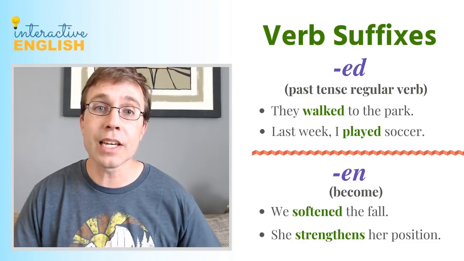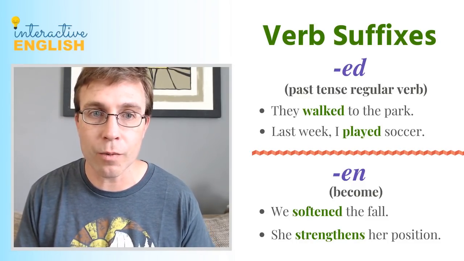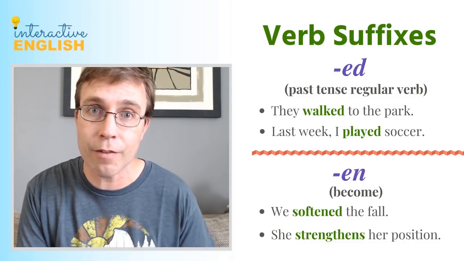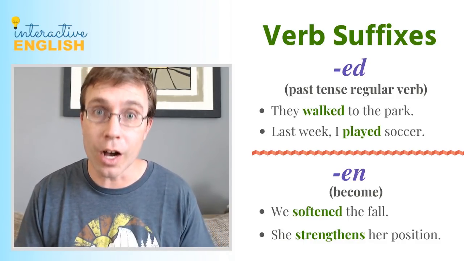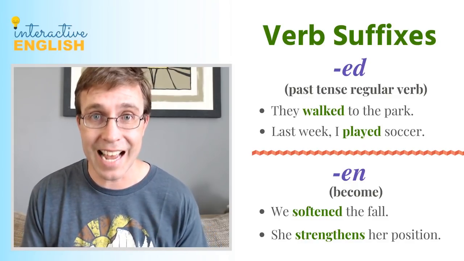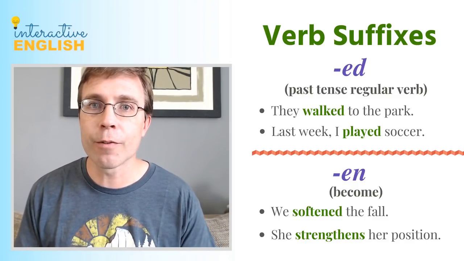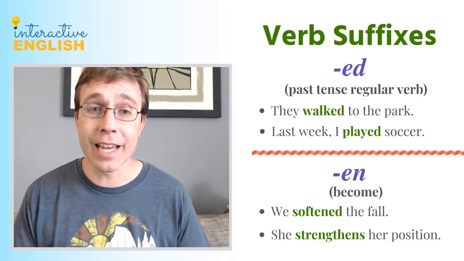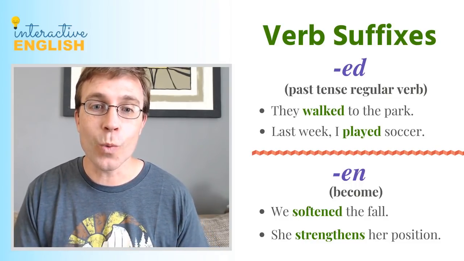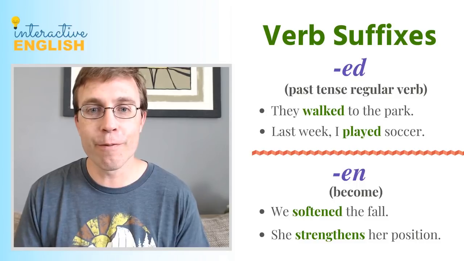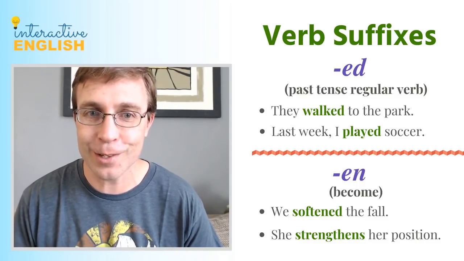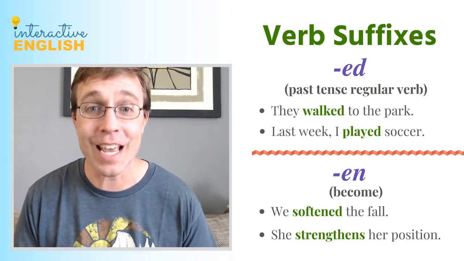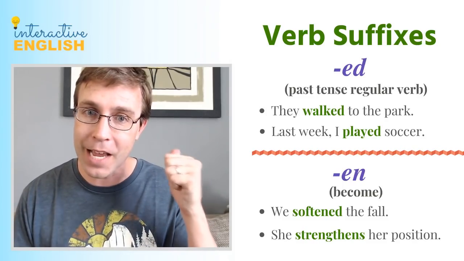We can also use an EN suffix when we want to change either an adjective or a noun into a verb. So, for example, soft. Something is soft, it's an adjective. If you want to make it a verb: soften. All right, and now I've used it in the past tense. We softened the fall. So this has soft, and we've just added two suffixes to it. We added the EN and then made it the past with the ED.